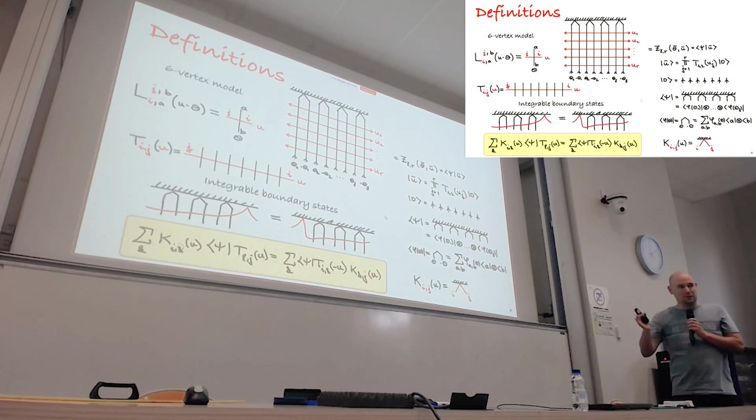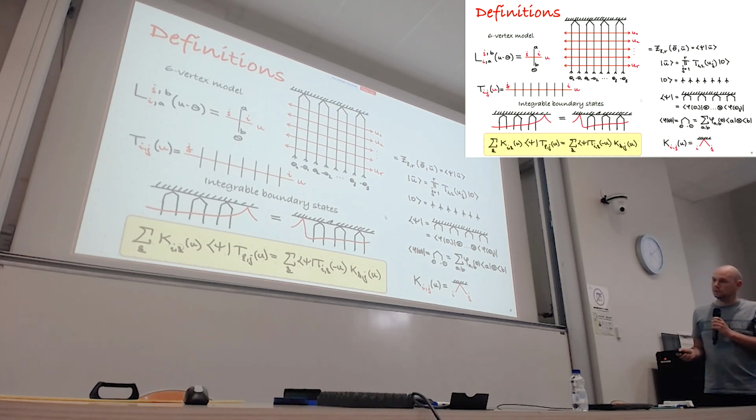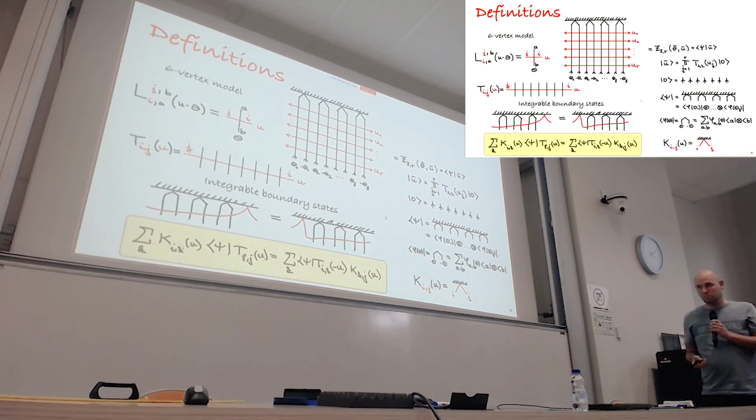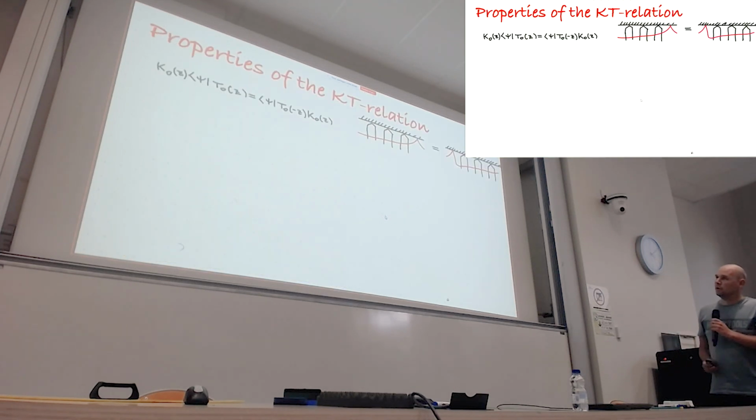And we already saw this relation in the first talk of this conference. So Ruben showed this relation, and it defined the boundary Yangian invariants. So this is a connection to the first talk. And let's see the most important properties of this KT relation.